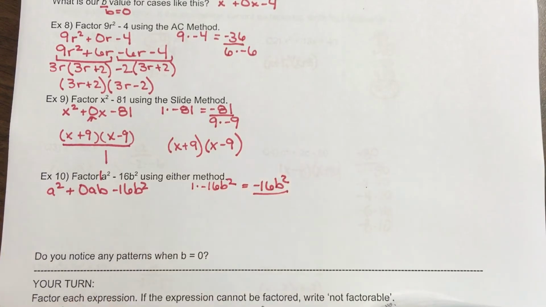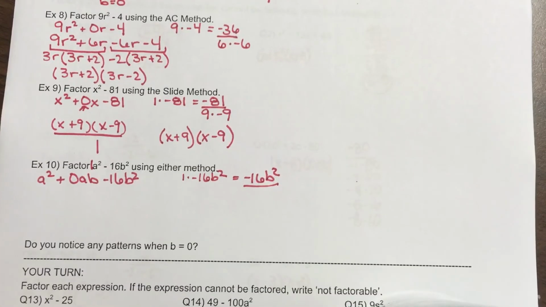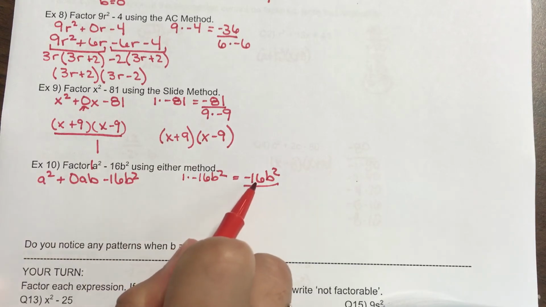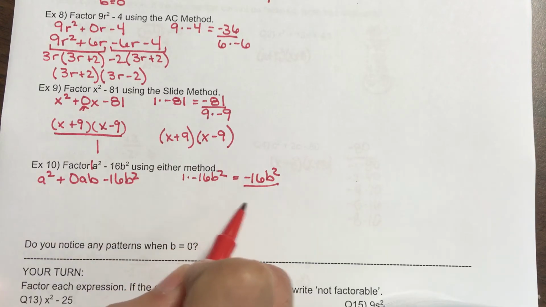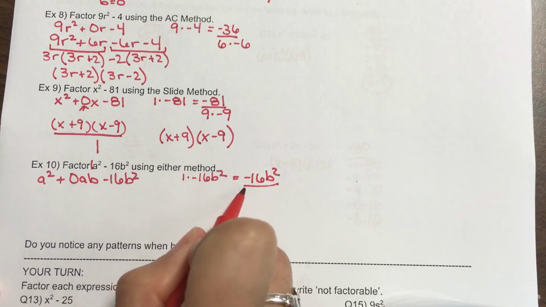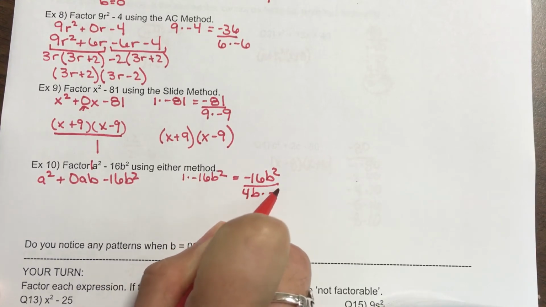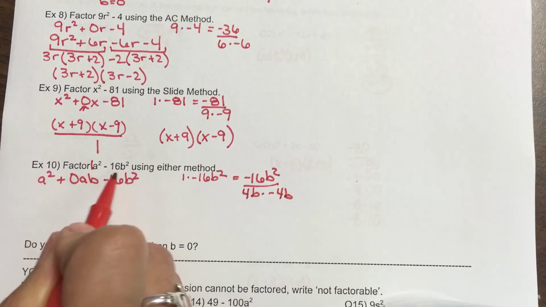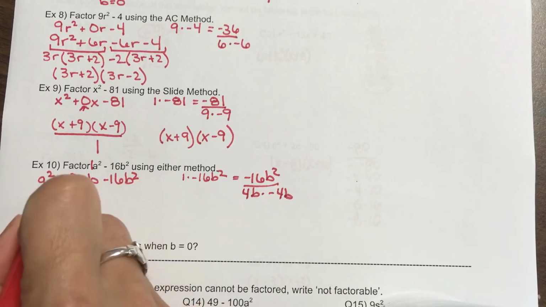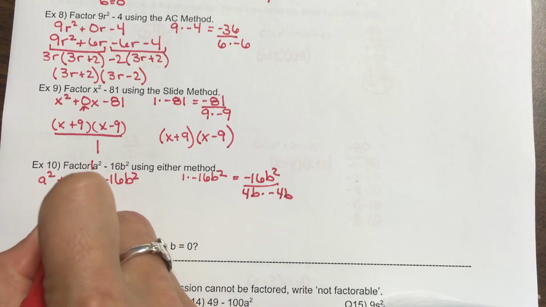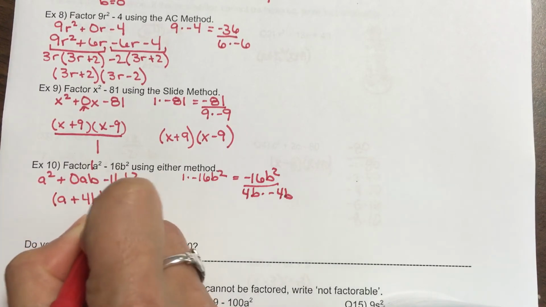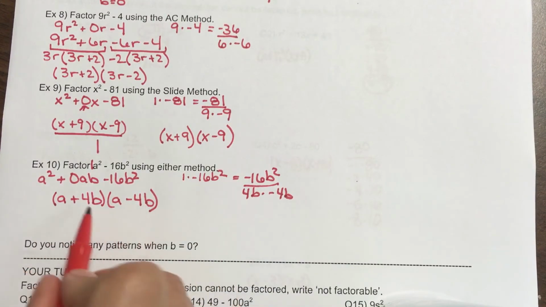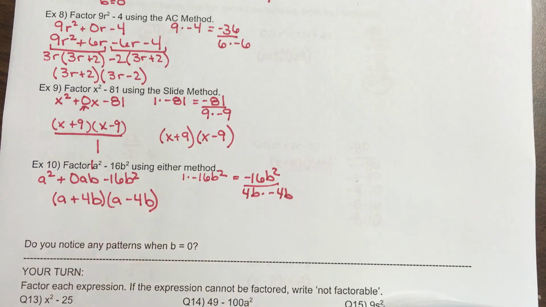And I'm looking for factors of negative 16b squared, factors of this goofy term that would add to 0. Same idea. I want a thing times itself where one's going to be positive and one's going to be negative. So that would be 4b times negative 4b. And I could factor even something that looks kind of weird with all these strange variables in here. So this would become a plus 4b times a minus 4b. And for slide method, I would divide by 1, but again, that's going to give me just this.